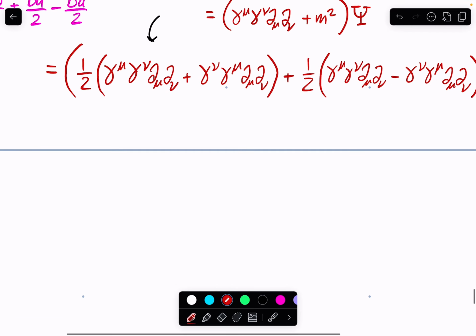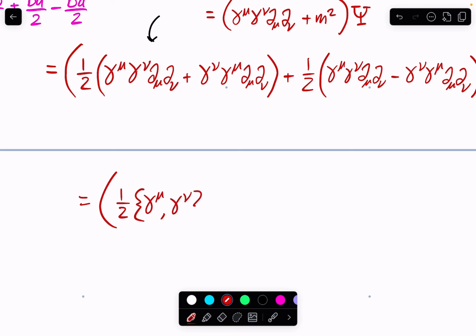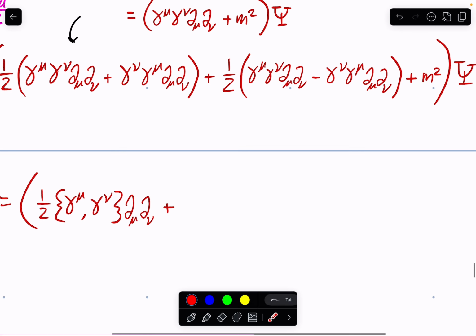And this is right here. This is what we call the relationship for the anti-commutator. So we can actually pull out these partial mu, partial nus to the outside, and we can just say that this is the definition of 1/2 anti-commutator of gamma mu, gamma nu, and then you have the partial mu, partial nu here. And then similarly, you can do something over here, but this is called the commutator.